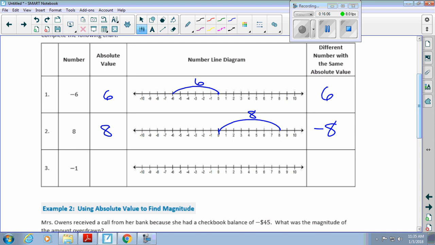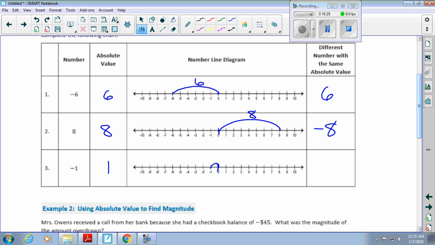All right, are you noticing a pattern here? All right, negative 1, what is the absolute value? What is the distance? What is the magnitude of negative 1? 1, yeah. What other number besides negative 1 has an absolute value of 1? Cam? 1. Very good, 1.